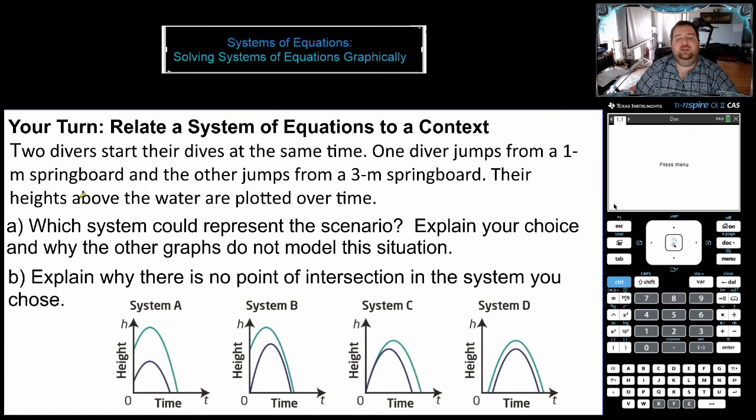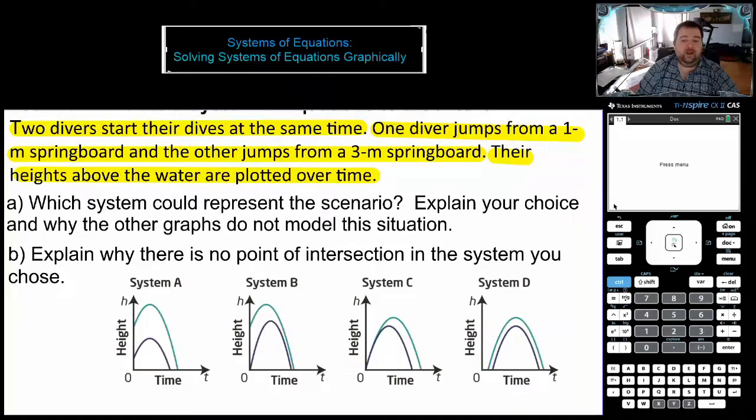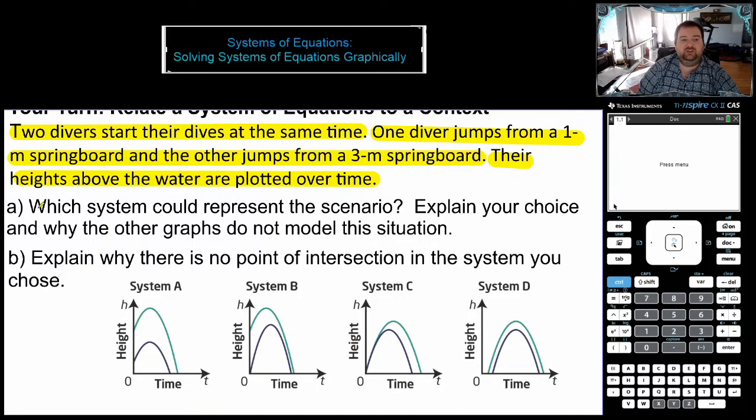Why don't you go ahead and give this one a shot? So you have 2 divers starting their dives at the same time. One diver's jumping from a 1-meter springboard and the other's jumping from a 3-meter springboard. Their heights above the water are plotted over time, and so we have the graphs here. Which system could represent the scenario? System A, B, C, or D? Go ahead and pause the video and come back when you think you have it.